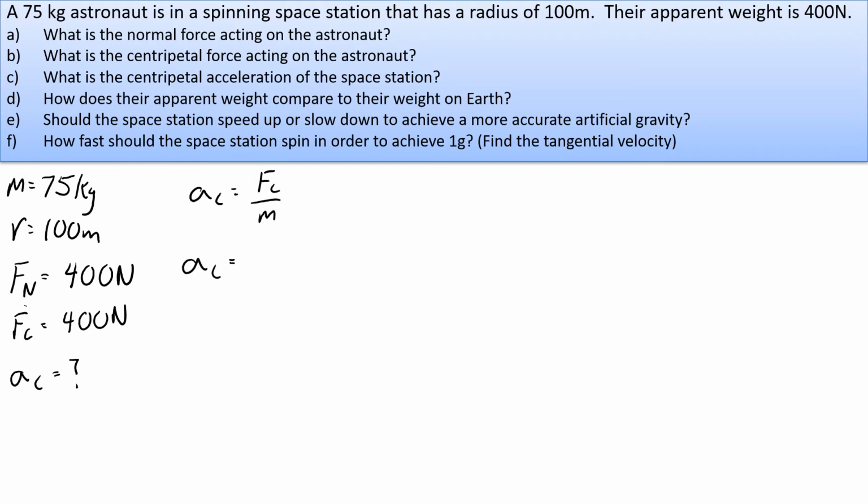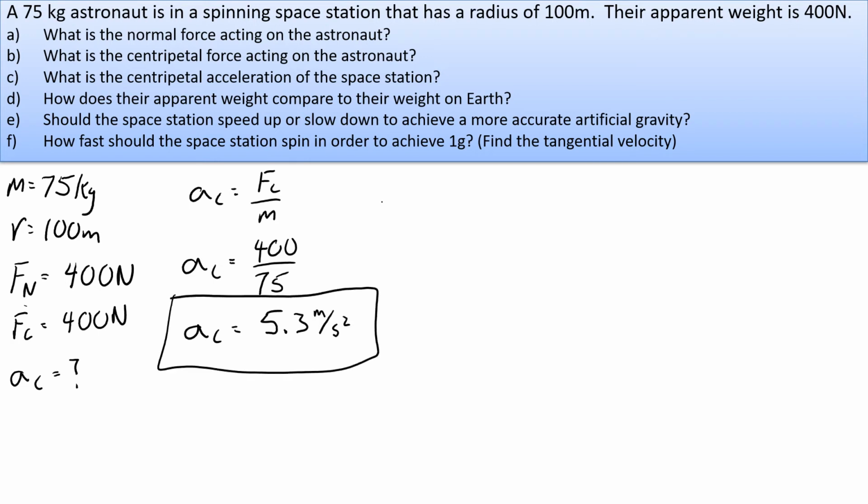Now the acceleration is equal to 400 newtons divided by 75 kilograms. So let's see, what is the centripetal acceleration of this space station? What do we want the acceleration to be? We want it to be 9.8. Let's see. This is only 5.3 repeating meters per second squared. So it's not as much acceleration due to artificial gravity as you would have on Earth. So you would feel a little bit lighter.